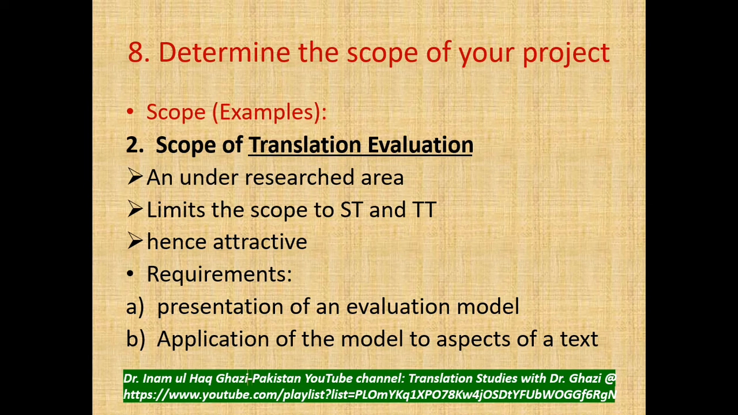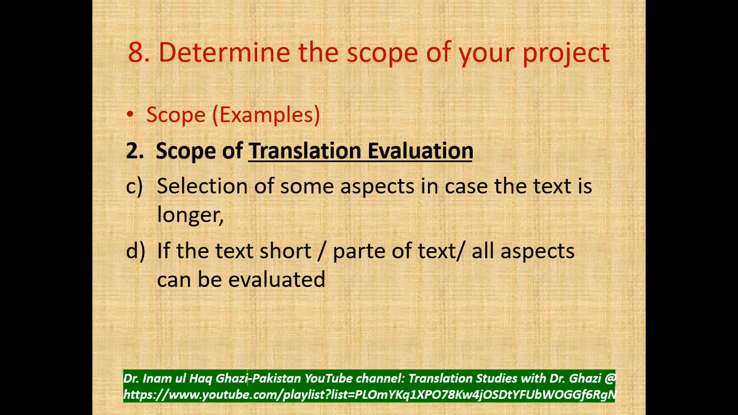An application of the model to the aspects of a text is another requirement that you are supposed to complete, and selection of some aspects in case the text is longer. Of course, if you are selecting a complete big book of 300 pages, you are required to select some aspects of the text, I must say, for an article, MA thesis, MS dissertation, and PhD dissertation. And if the text is short, you can take the full or part of the text, and all aspects can also be evaluated. Let's suppose you have selected an article for the evaluation of a translated article. Then you can take the whole article for your evaluation.